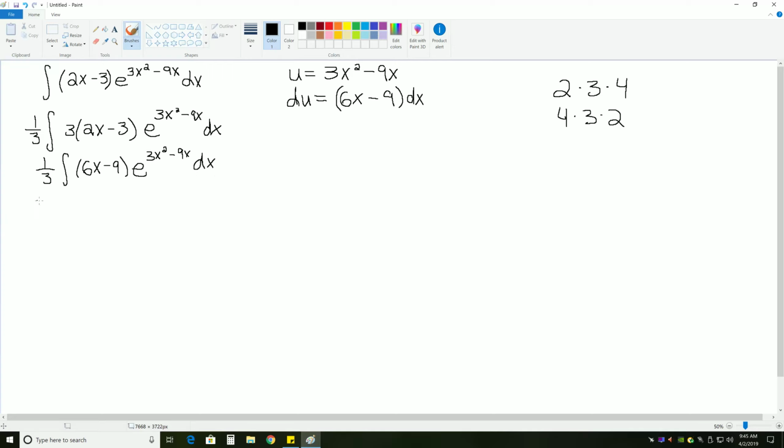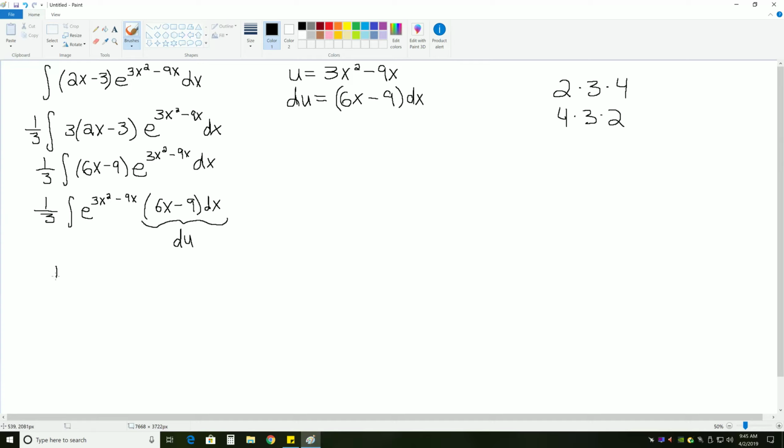So, if we go back to this integral, this is the same thing as 1/3 times the integral of e to the 3x squared minus 9x times 6x minus 9 dx. This is the same problem. All we've done is reorder our first two multiples. But now it's much easier to see that 6x minus 9 times dx is our du that we have over here. So we can substitute in du for this value.